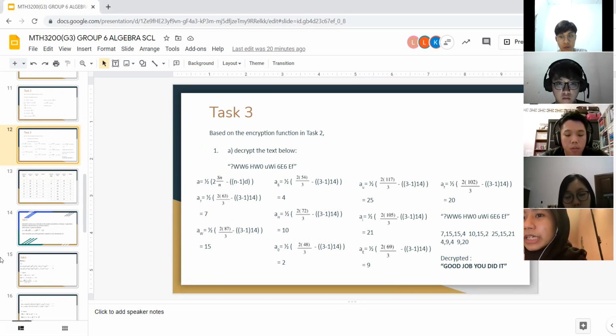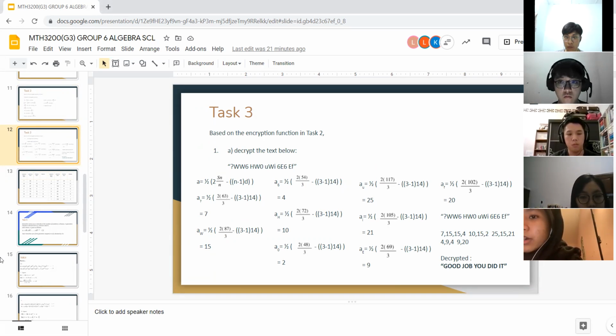So when we get all the plain text values, when we want to decrypt the code, we can use the numbers that we get just now, and then we replace it. So we have here 7, 15, 15, 4, and then we write all the plain text values that we get. So when we decrypt it, we will get good job, you did it.